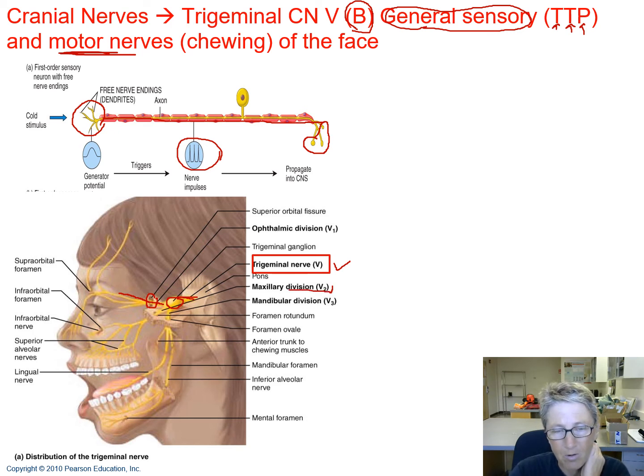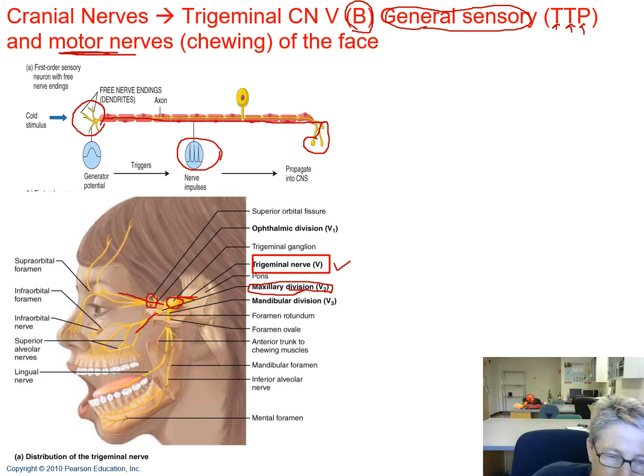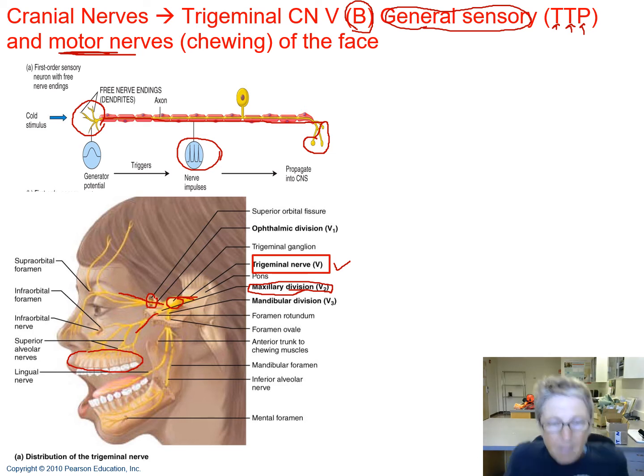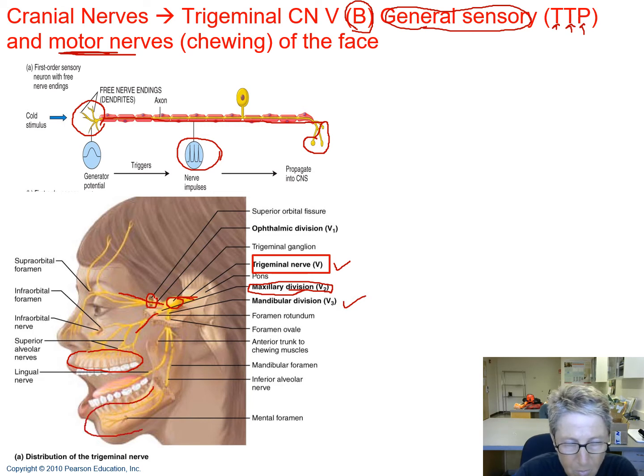There's a maxillary division of the trigeminal nerve. So the maxillary division you can see goes to the maxilla, so that's the upper part just above your teeth. So this is your maxilla. And then there's a mandibular division of the trigeminal nerve that innervates areas of your mandible and also your tongue.